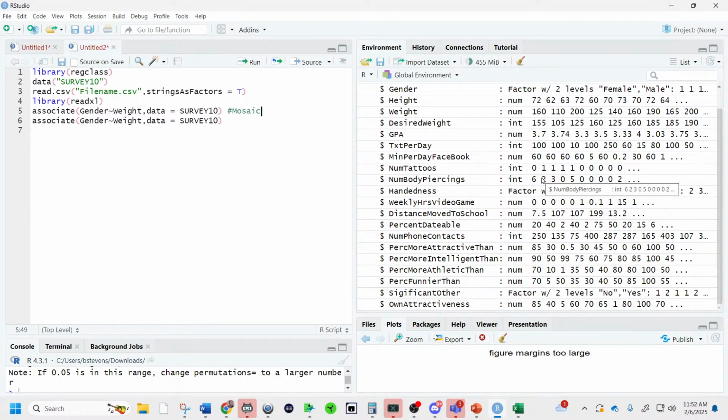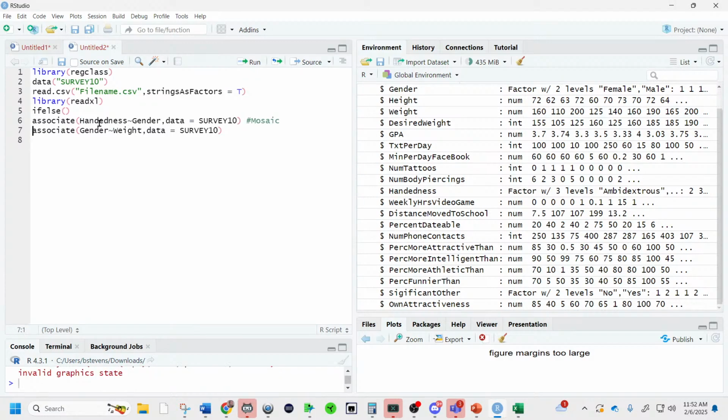What should we analyze? I'm going to write a function while we talk about this. Gender and handedness. So we're going to do gender and handedness. Does someone's gender explain whether they're left, right, or ambidextrous when it comes to handedness?